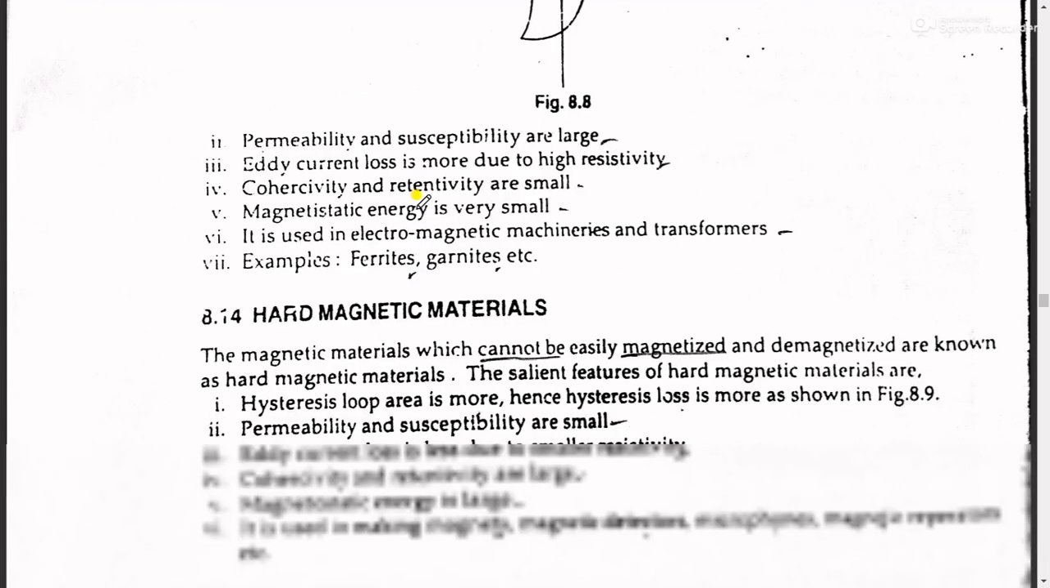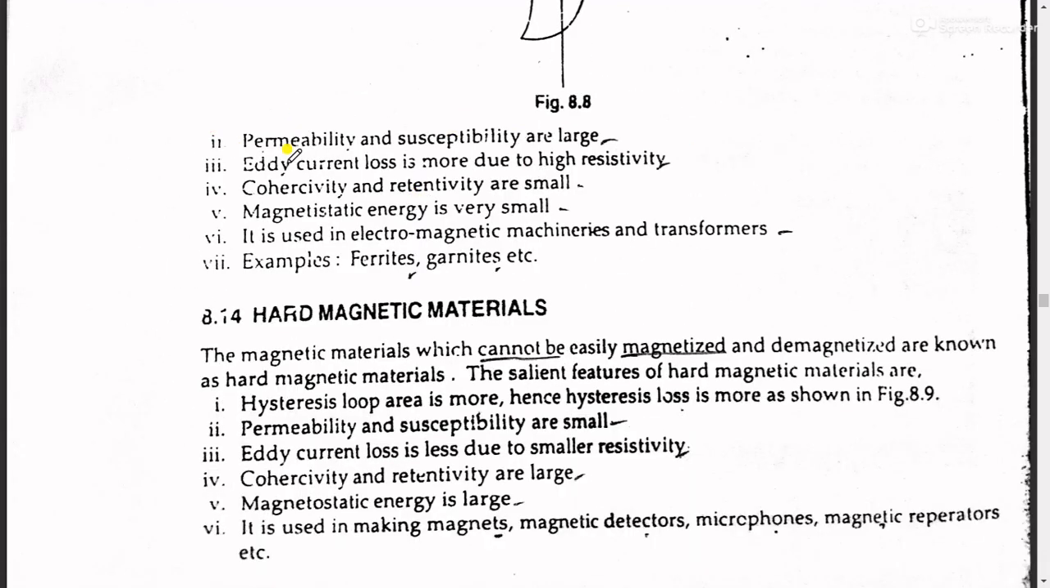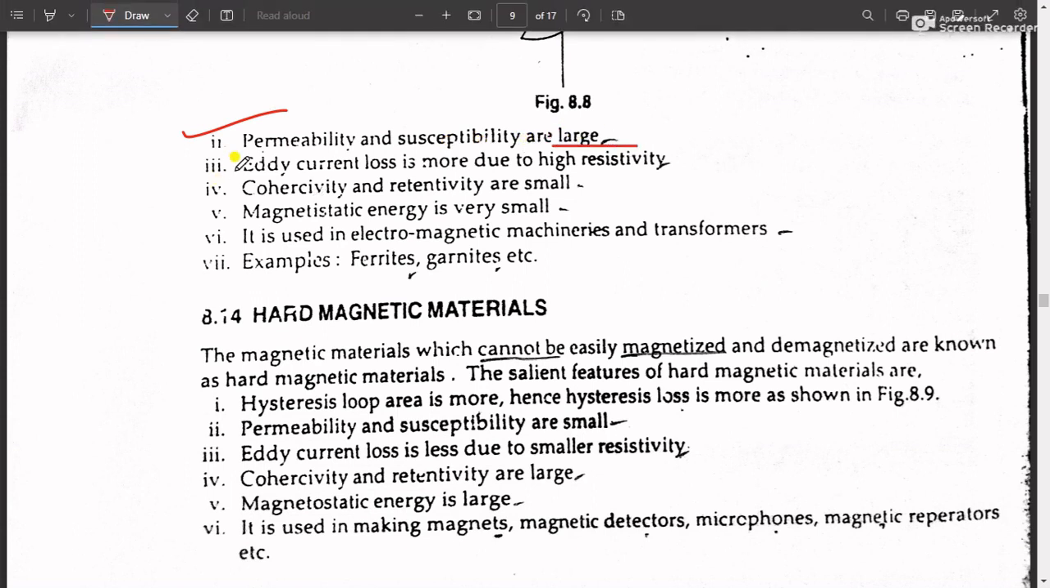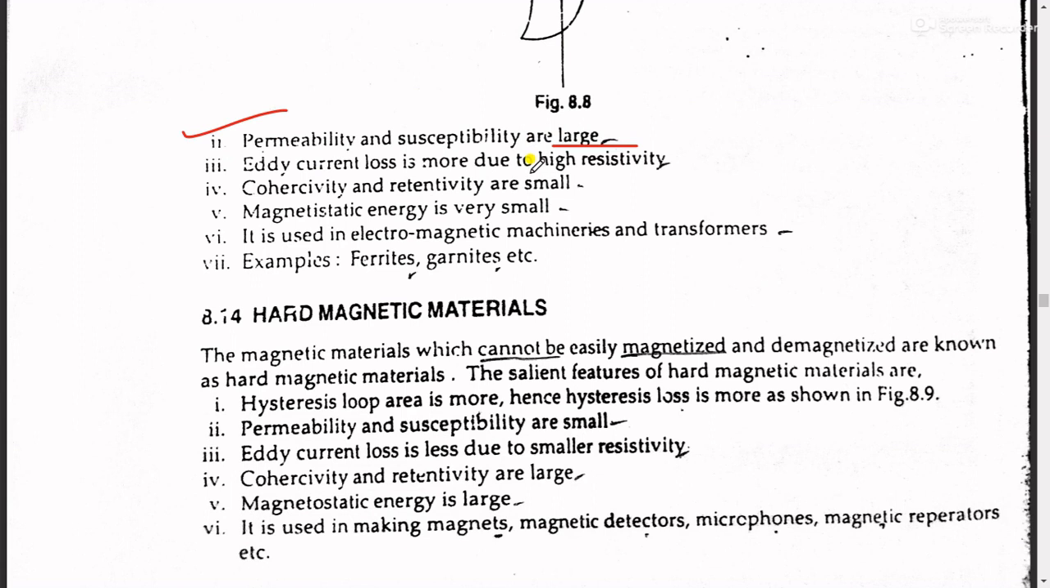So their properties are: permeability and susceptibility are large, eddy current loss is more due to high resistivity? Coercivity and retentivity are small. Magnetostatic energy is very small. It is used in electromagnets and transformers, with examples such as ferrites and garnets.